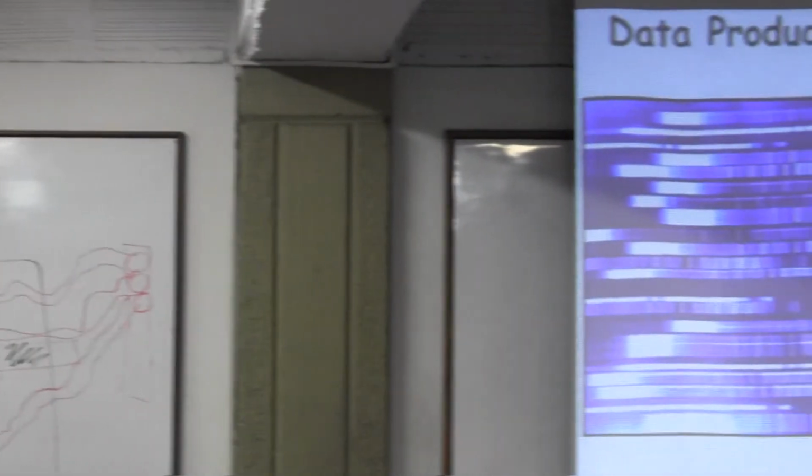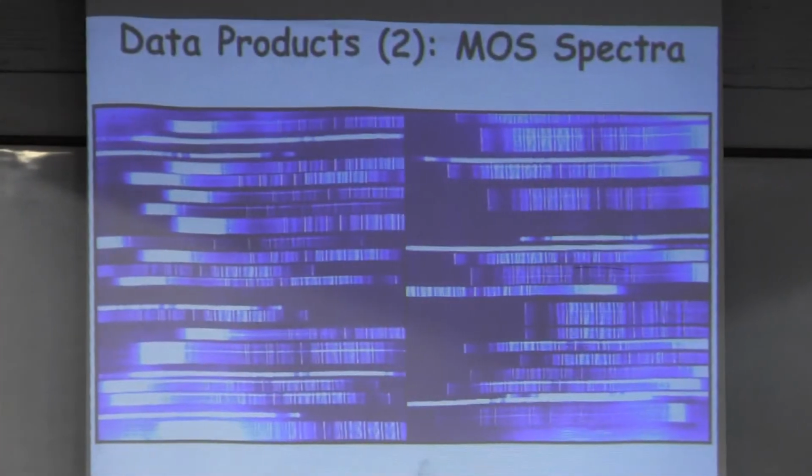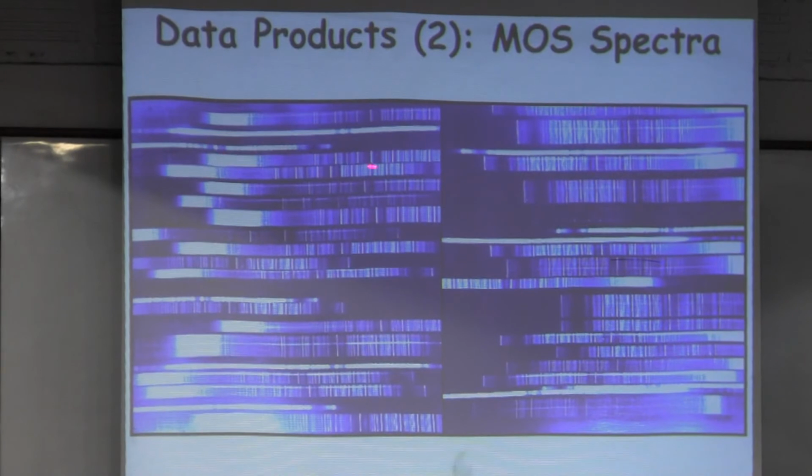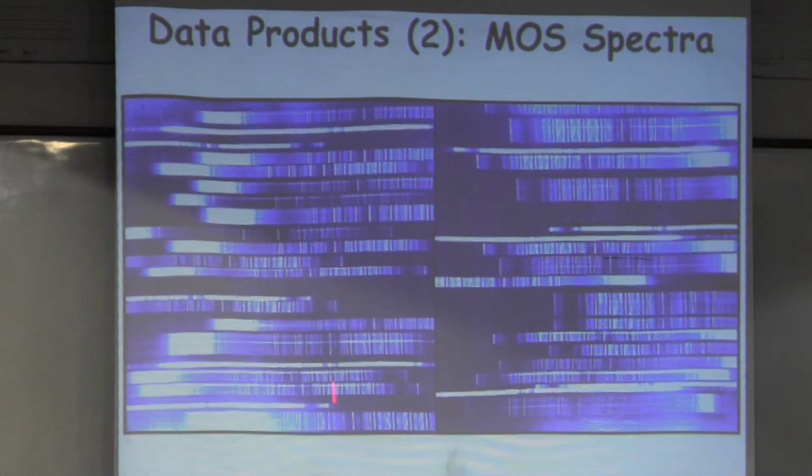Okay, this is a typical spectrum of one of these MOS spectrographs. So you see, they're not aligned anymore in wavelengths. They're offset with respect to each other. But this is a typical series of spectra, each one representing a different object from a MOS spectrograph. Multi-object spectrograph.